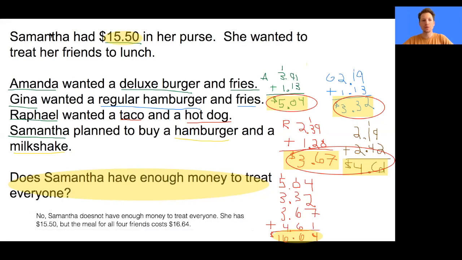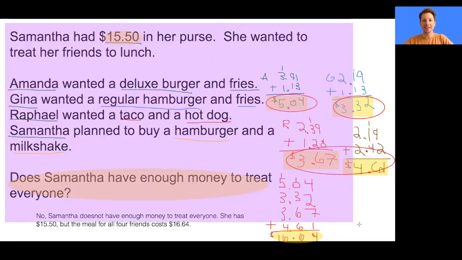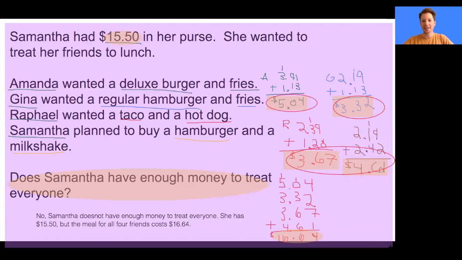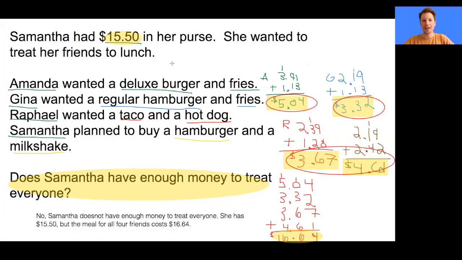I hope that was super helpful. Remember, highlighting things really is a great skill and tool to use so that you can solve these multi-step problems in a way that I just did too.